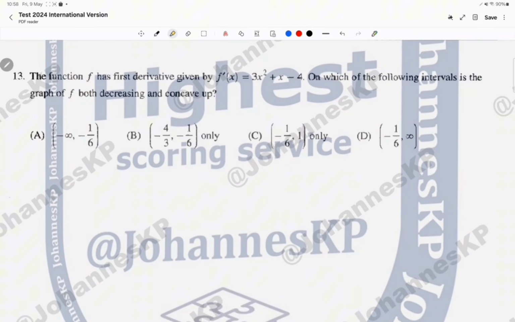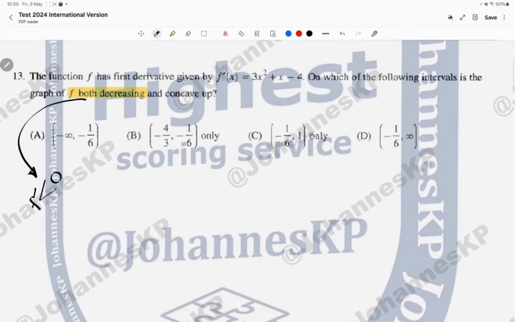You want your f to be decreasing. For f to be decreasing, that basically means that your f prime has to be less than 0. So now what we could do is equalize our f prime to 0, and then we can find something called the critical point, and then we can assess the left and the right of that.